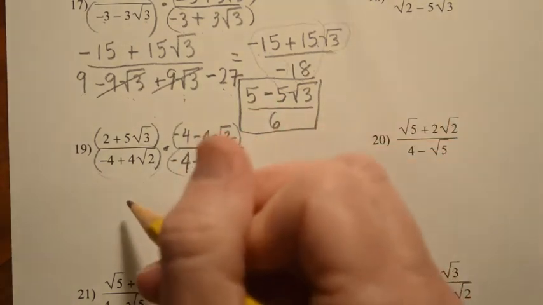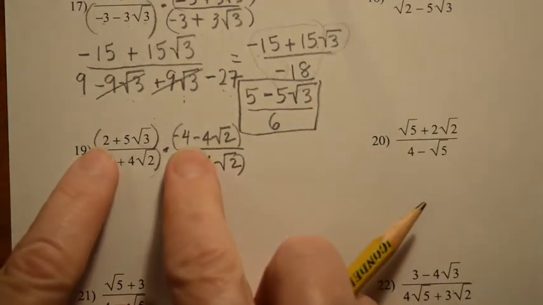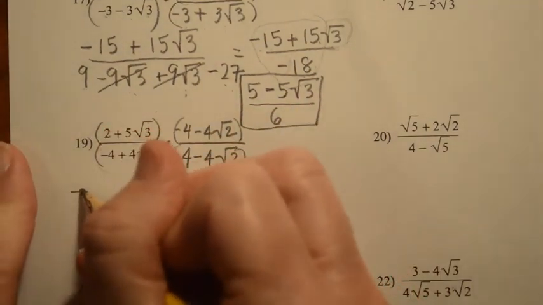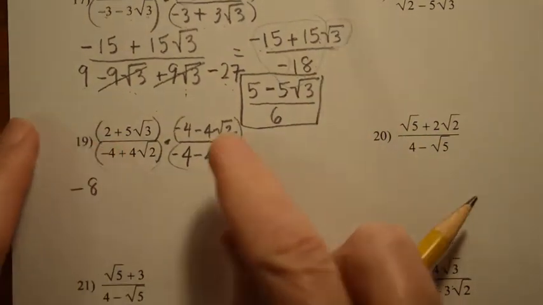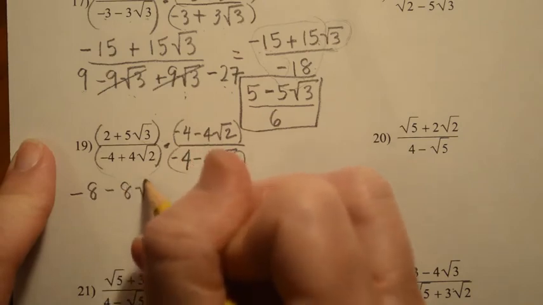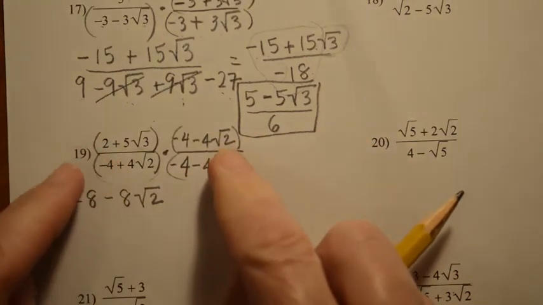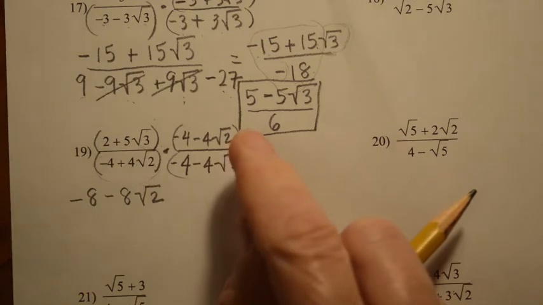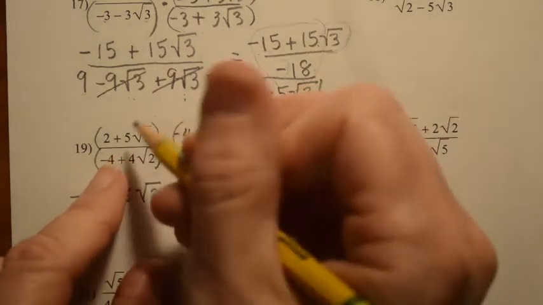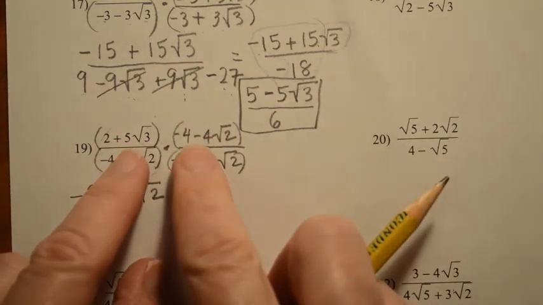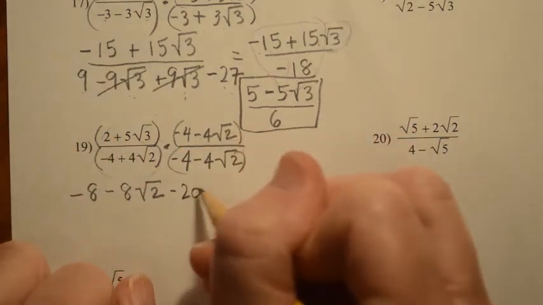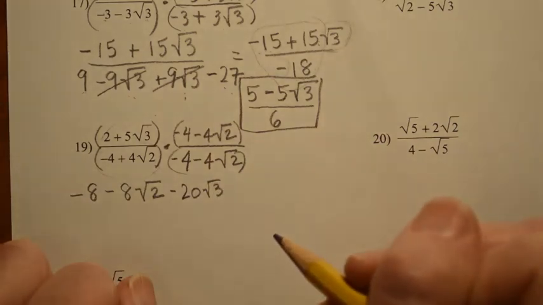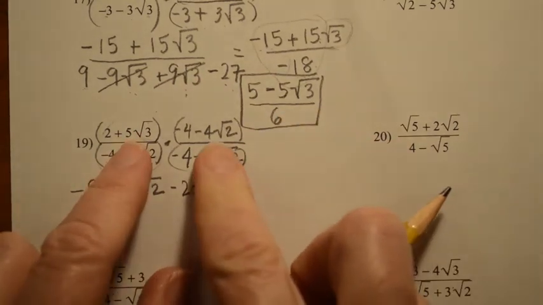All right, let's look at the top. 2 times negative 4, negative 8. 2 times negative 4 root 2 is going to be negative 8 root 2. Again, remember, outies times outies, innies times innies. Okay, and then that was this pair. Then we'll do negative 4 times 5 root 3. That's going to give us negative 20 root 3. And then 5 root 3 times negative 4 root 2.